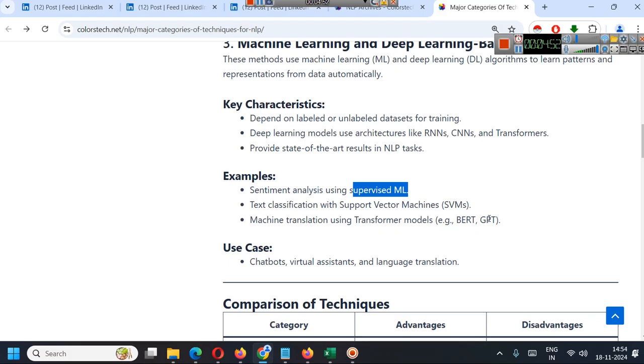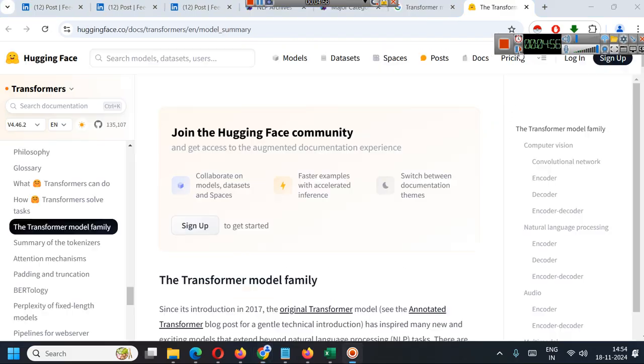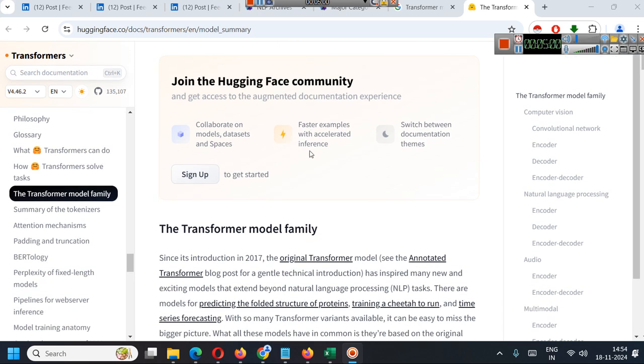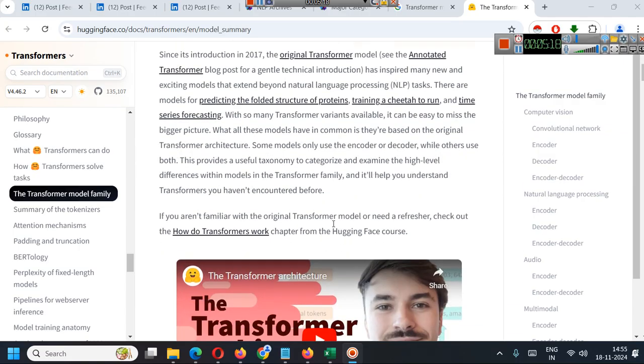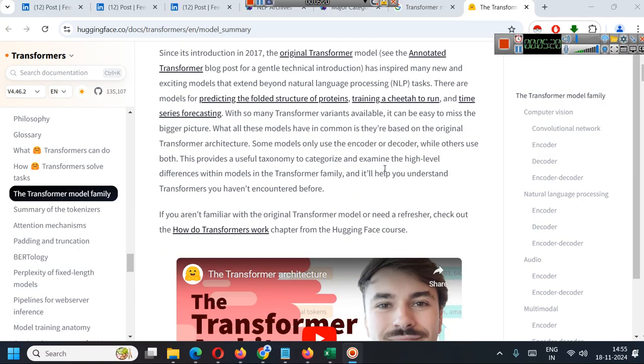So you already know these are very famous transformer models. We'll be using huggingface.co for this. Since its introduction in 2017, the original transformer model, see the annotated transformer. So there are models for predicting the folded structure of proteins, training a cheetah to run, and time series forecasting, and there are many such things which we will learn.